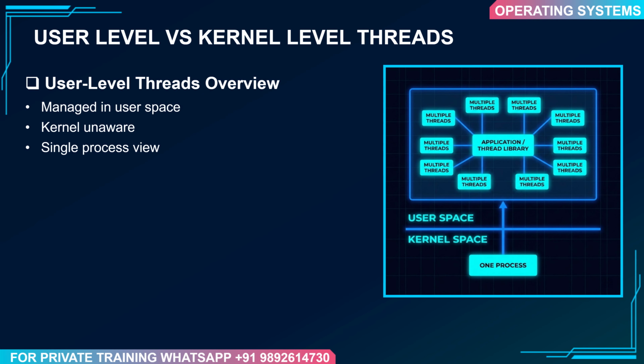Let us start with user level threads. As the name suggests, these threads are managed in user space, not by the operating system kernel. The OS does not even know that these threads exist. From the kernel's point of view, there is just one process running. Inside that process, the application or a thread library creates and manages multiple threads on its own.